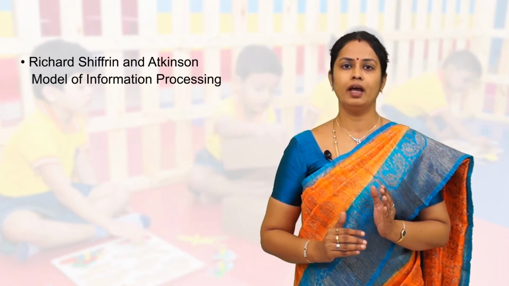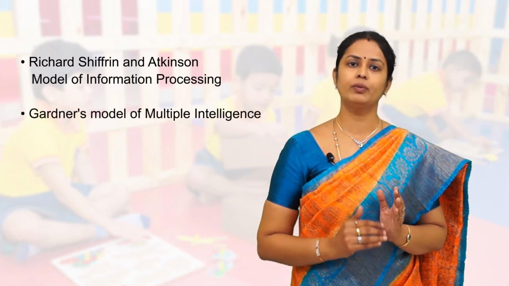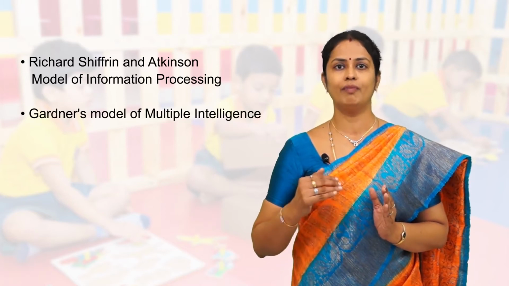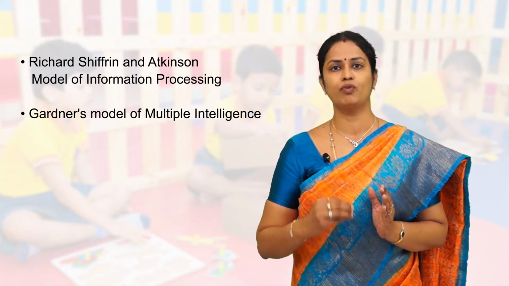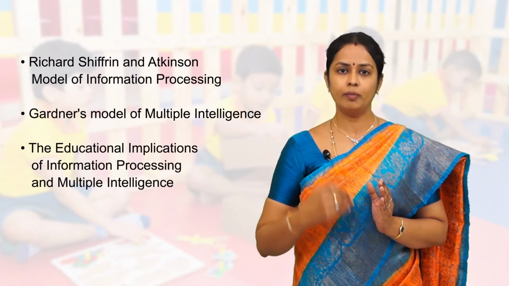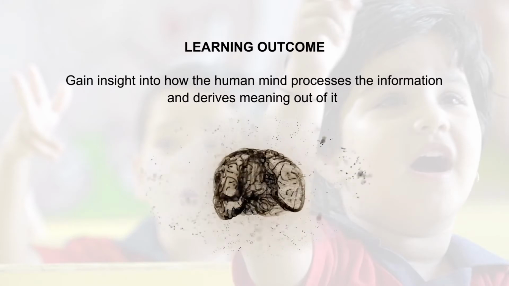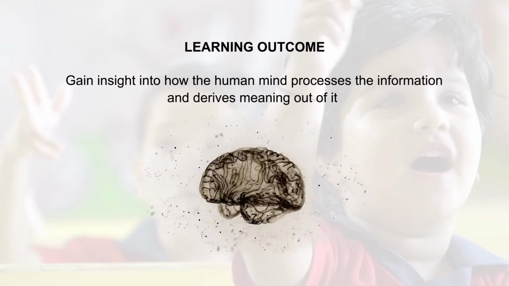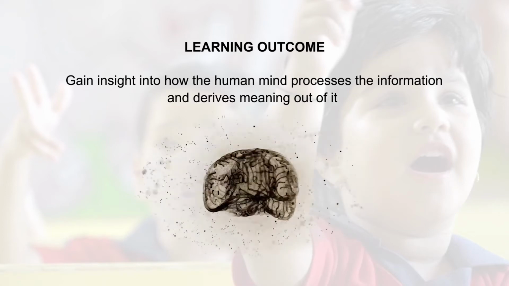The sixth module comes to you in the form of 3 videos. The first video would elaborate on Richard Shiffrin and Atkinson's model of information processing. The second video would elaborate on Gardner's model of multiple intelligence. Both these videos will explain with suitable examples for better understanding. The educational implications of these two approaches would be dealt with in the third video of this module. At the end of this first video, you will be able to gain insight into how the human mind processes the information and derives meaning out of it.